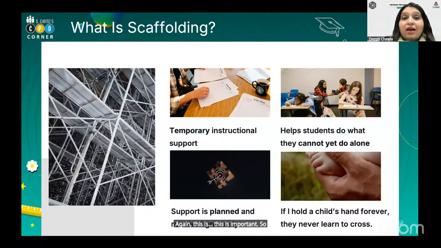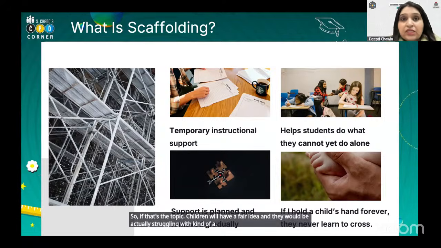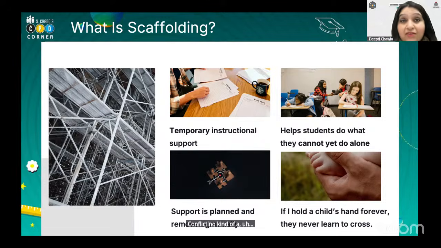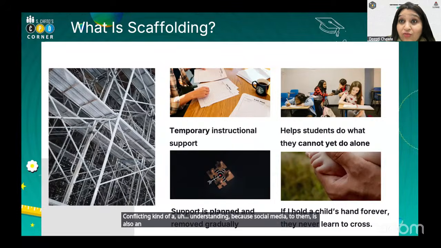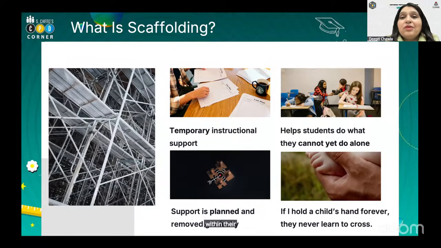So I may ask children, for example, to write a paragraph, let's say in grade 7 or grade 8, on the topic 'the use of mobile phones is limiting my creativity.' Children will have a fair idea, and they would actually be struggling with a conflicting understanding, because social media to them is also an instrument of power, which they feel is within their agency, right? But when they're trying to write, they will write all kinds of things.